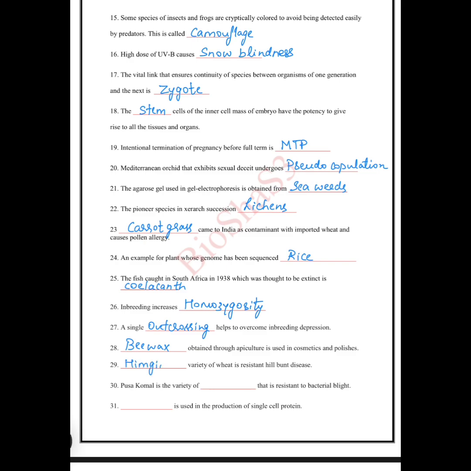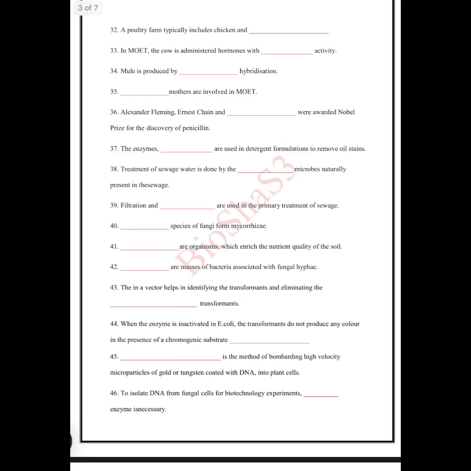Himgiri variety of wheat is resistant to hill bunt disease. Pusa Komal is the variety of cowpea that is resistant to bacterial blight. Spirulina is used in the production of single cell protein. A poultry farm typically includes chicken and ducks.